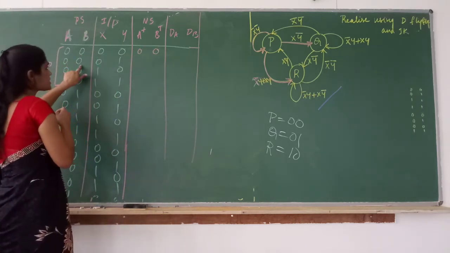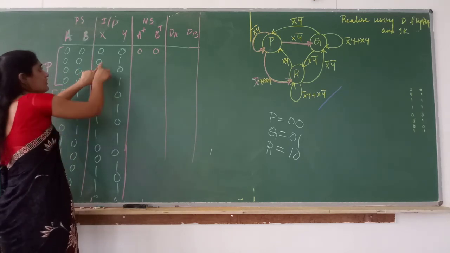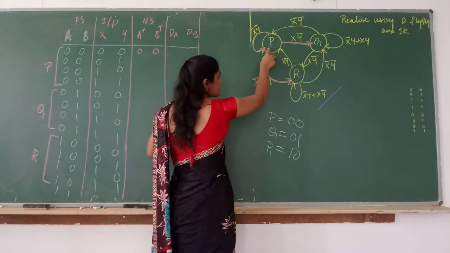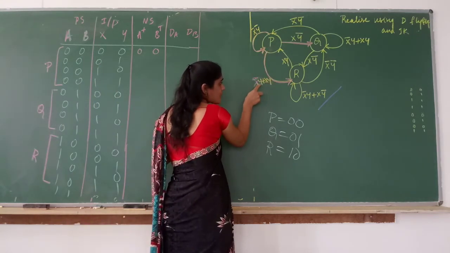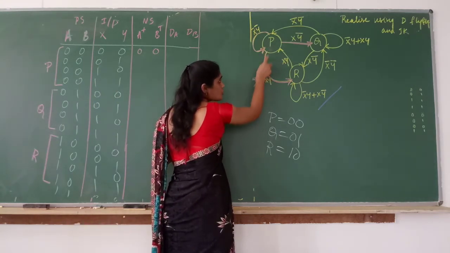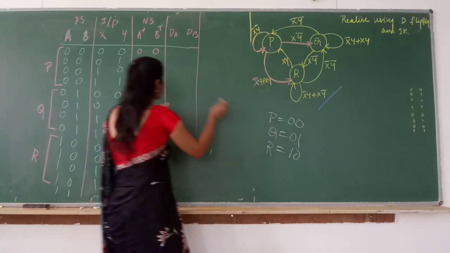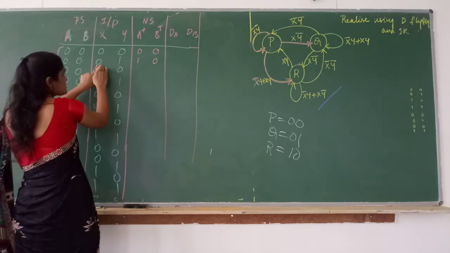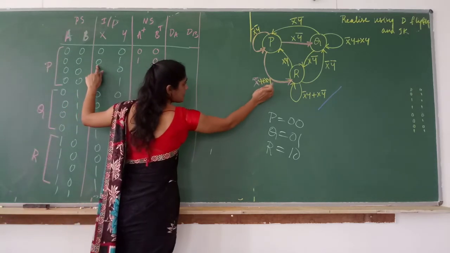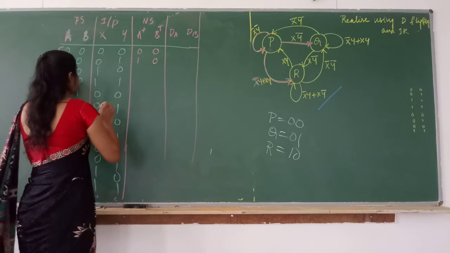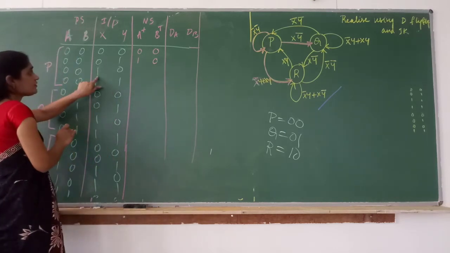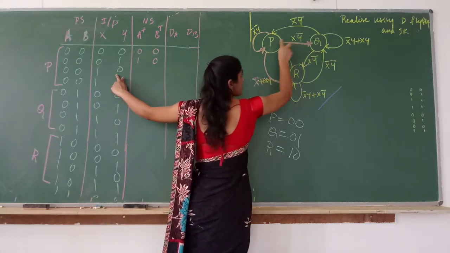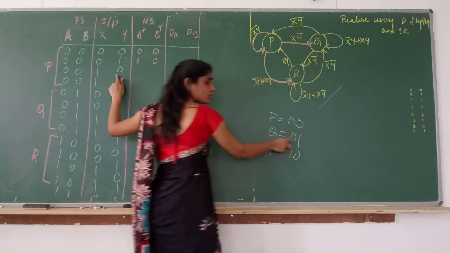If present state is P, if x is 0, y is 1. That means x bar y. If present state is P, see here x bar y. X bar y you have now, so transition to R. What is R? 1, 0. If present state is P, if x is 1, y is 0. X, y bar, transition to Q. What is Q? 0, 1.